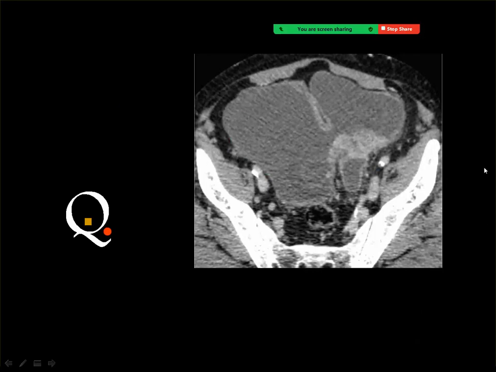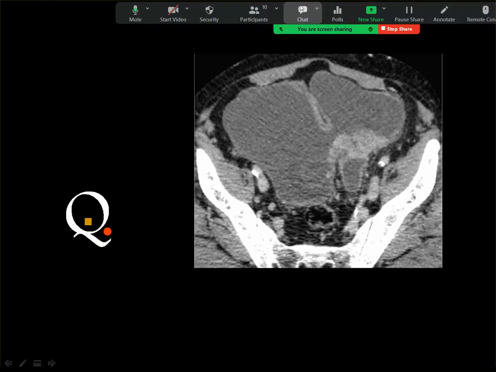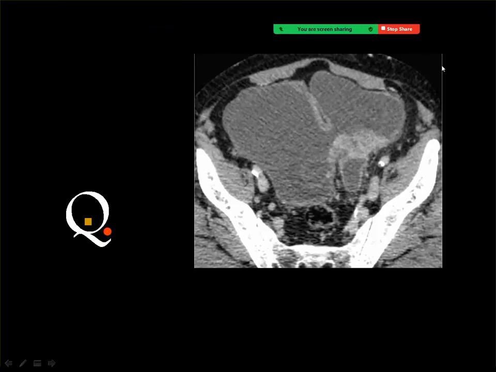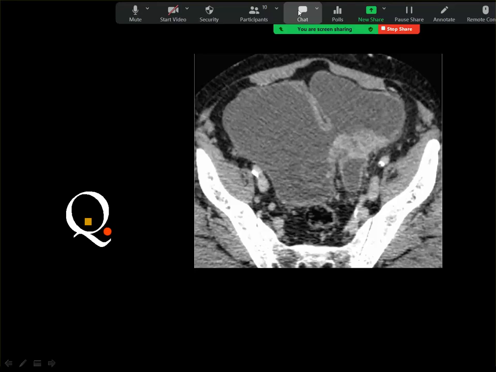The next case is a post-contrast CT scan obtained from the pelvis of a patient complaining of hematuria.